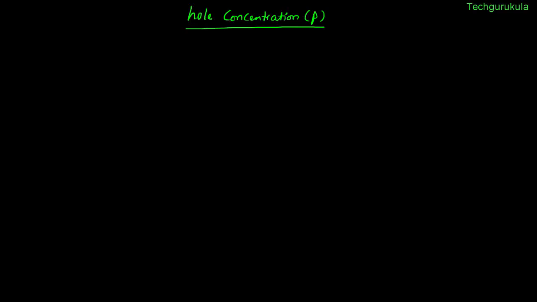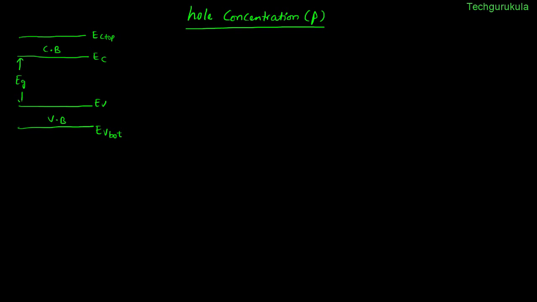In this video, we're going to derive and find the expression for hole concentration in valence band for a semiconductor. Let me take a semiconductor which is represented by energy band diagram like this, where we have conduction band, valence band, where the top edge of the valence band is EV and bottom edge of the conduction band is EC. And the top edge of conduction band is EC top and bottom edge of the valence band is EV bottom. And the difference between this EC and EV is energy band gap, which is also called as forbidden energy gap.